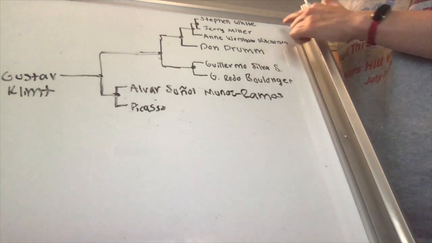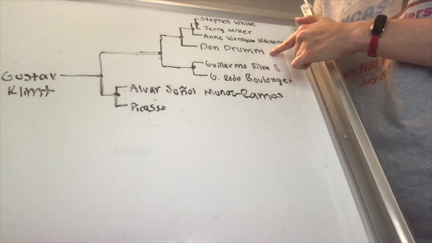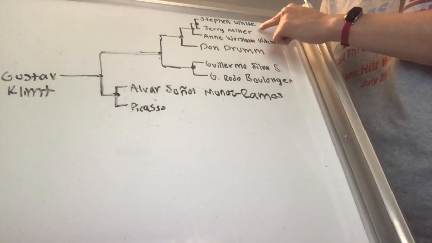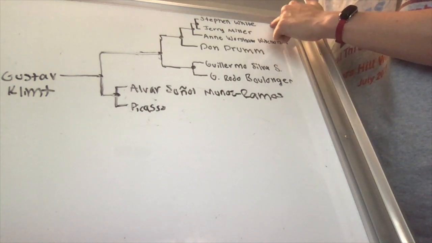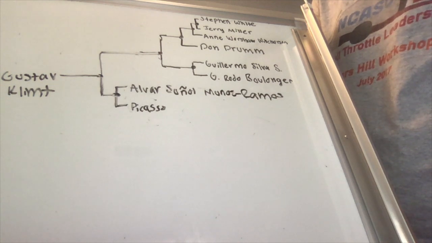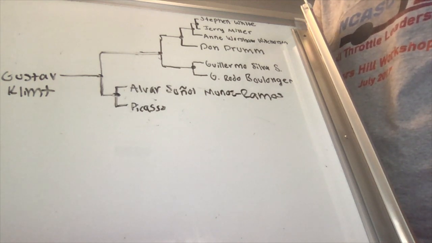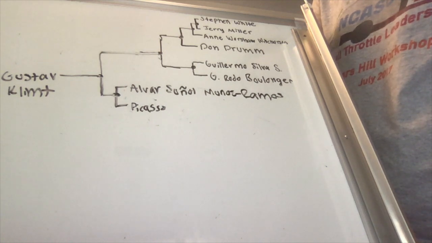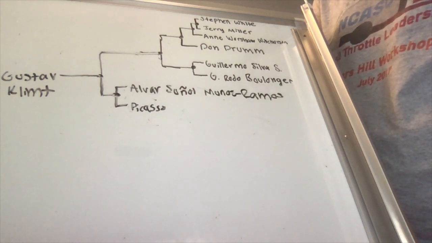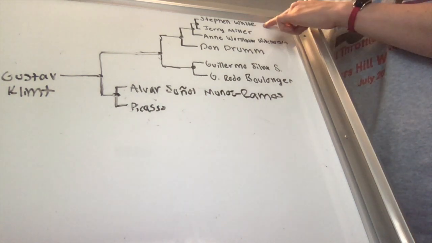Then we come to all the American artists: Don Drum from Ohio, Anne Worsham Richardson from South Carolina, Jerry Miller from Sanford, and Stephen White from Chapel Hill. You may notice that these lines that diverge into different OTUs are all different lengths. Well, they represent anagenesis, which is the evolution within a lineage over time, and these times varied over different OTUs before cladogenesis occurred and even after cladogenesis. That's why the shortest lines present are those leading to Stephen White and Jerry Miller, as they are both within the same state and the most closely related.